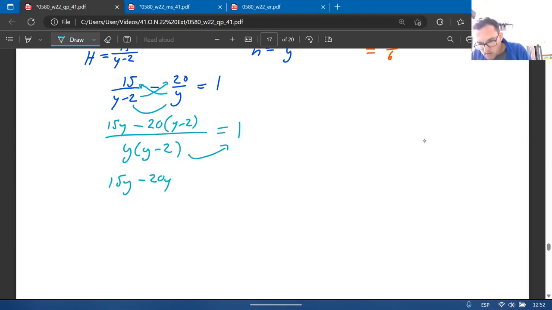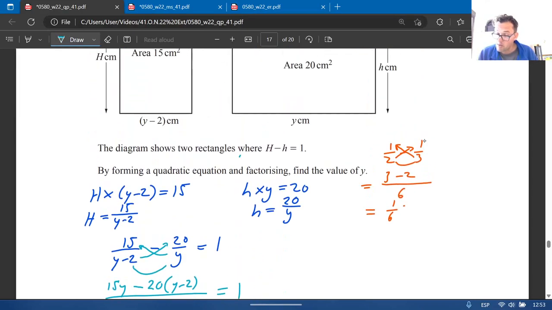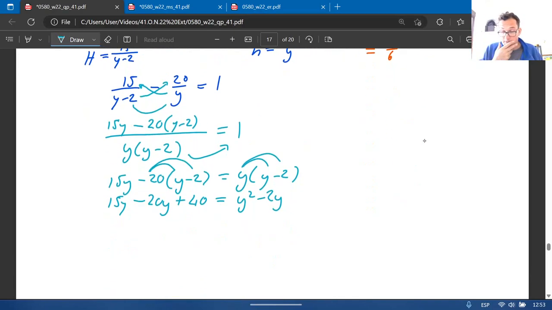Are we going to expand these brackets now? No, let's do it later. Now let's expand the brackets. 15y hangs around. Minus 20 times y is minus 20y. Minus 20 times minus 2, 2 negatives makes it positive. 20 times 2 is 40. y times y is y squared. y times minus 2 is minus 2y. I'm happy because quadratic equation means you need to have a square somewhere, and there we just got it.